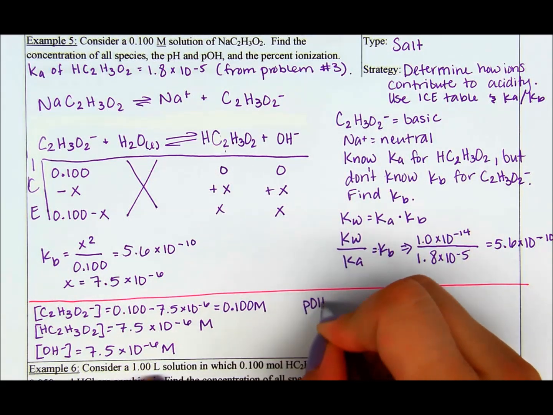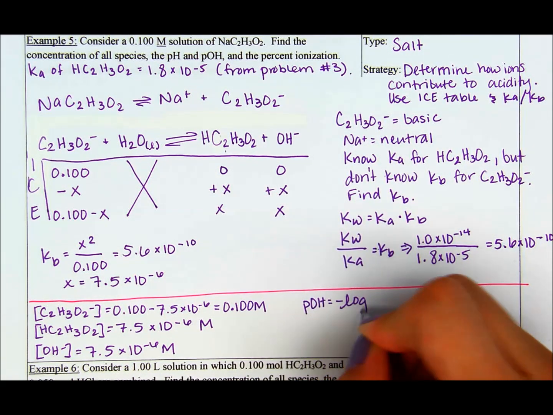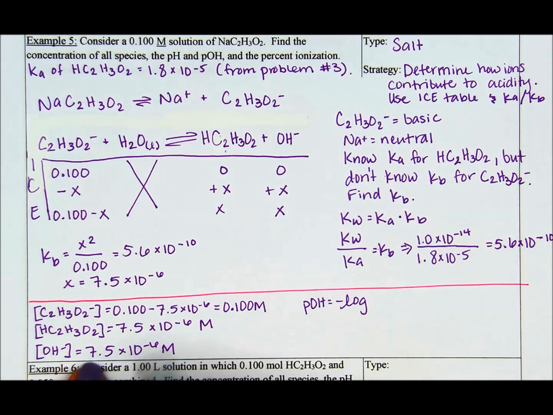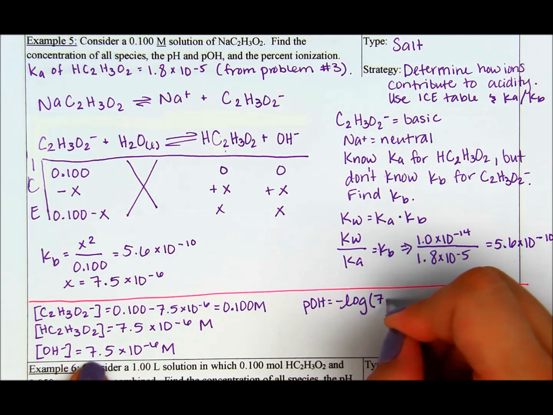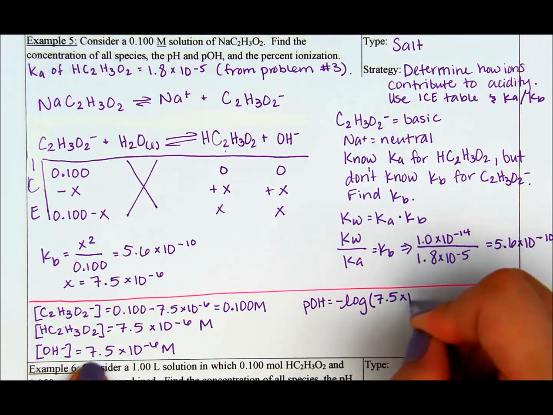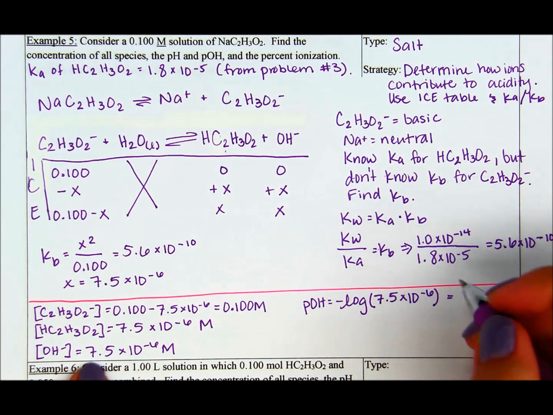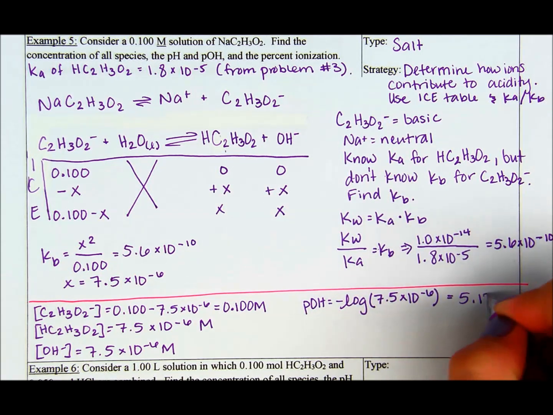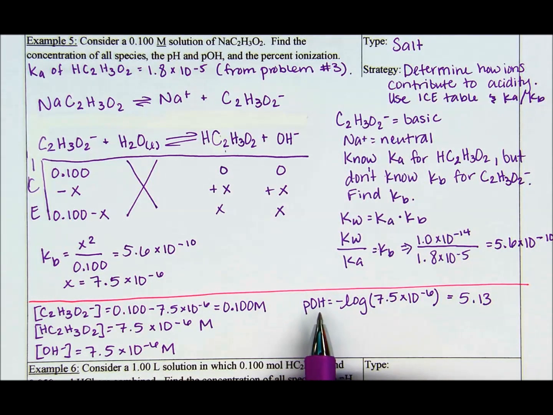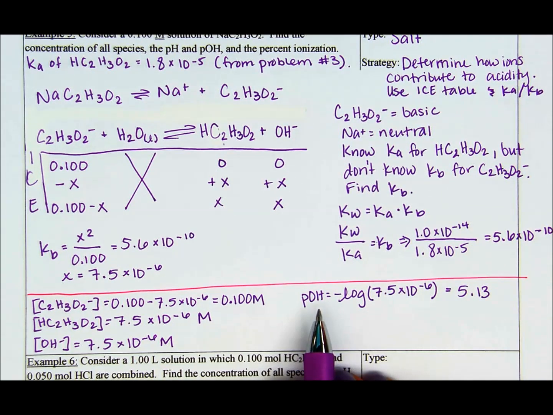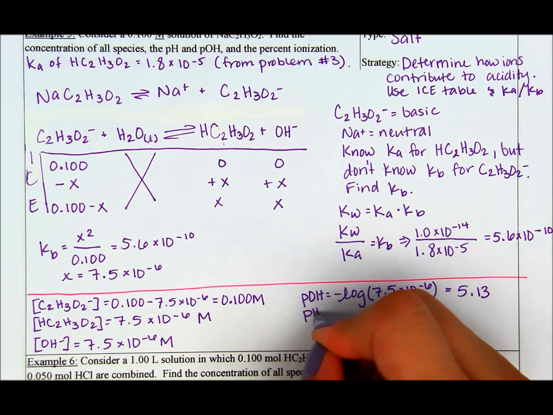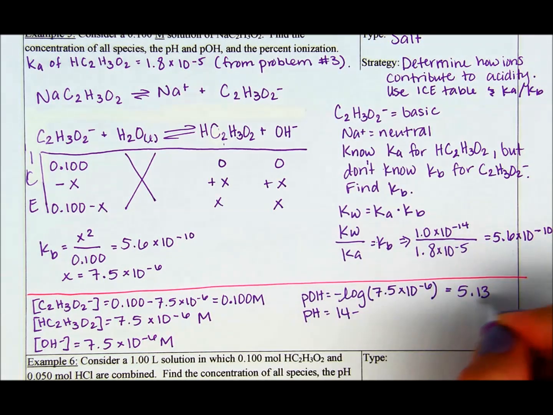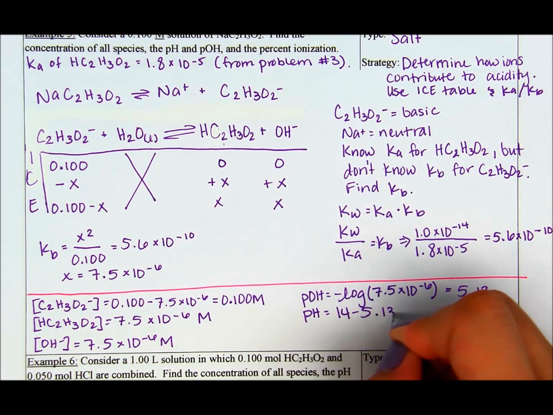So pOH equals negative log of the hydroxide ion concentration. So negative log of 7.5 times 10 to the negative 6, and my pOH should be equal to 5.13. From pOH, the easiest thing to find next is going to be pH. So pH equals 14 minus 5.13.